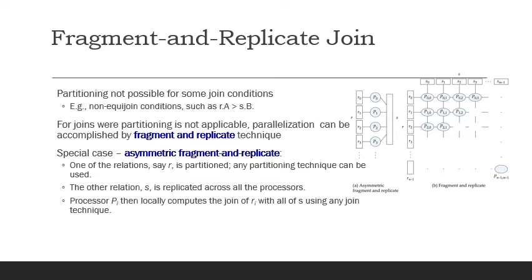We first consider a special case of fragment and replicate, that is, asymmetric fragment and replicate join, which works as follows. First, the system partitions one of the relations, say R. Any partitioning technique can be used on R, including round-robin partitioning. Secondly, the system replicates the other relation S across all the processors. In the third step, processor Pi then locally computes the join of Ri with all of S using any join technique. The following figure shows the fragment and replicate join.